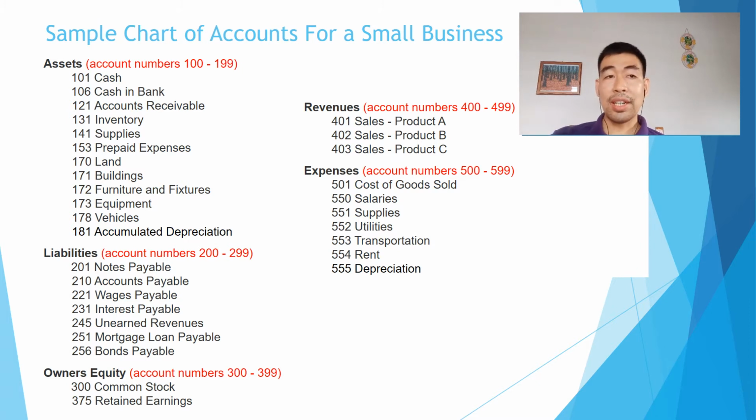You notice we have supplies in assets, and we also have supplies in expenses. The main difference between the two is that those unused supplies are classified as assets, while those used or consumed supplies are classified as expenses.